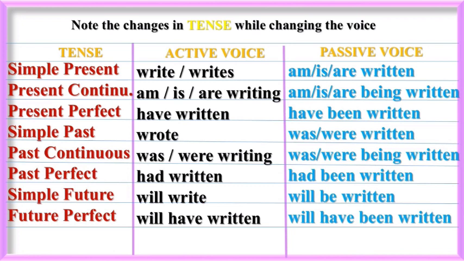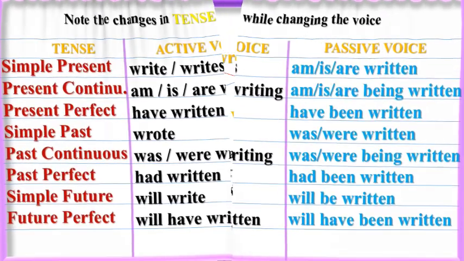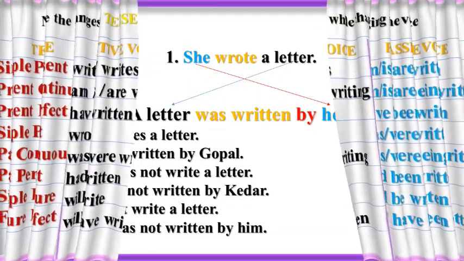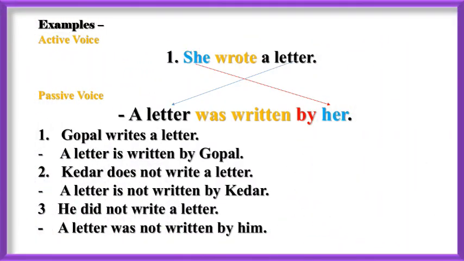The active voice verb form is as follows, "had written," but it is converted into passive voice as follows, "had been written." In simple future tense, the active voice verb form is "will write," but it is converted into passive voice "will be written." Future perfect tense. The active voice verb form is as follows, "will have written," but it is converted into passive voice as follows, "will have been written." Now let us learn how to change the active voice sentence into passive voice.